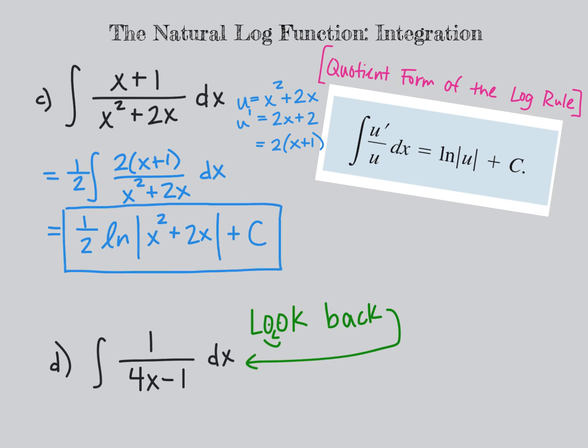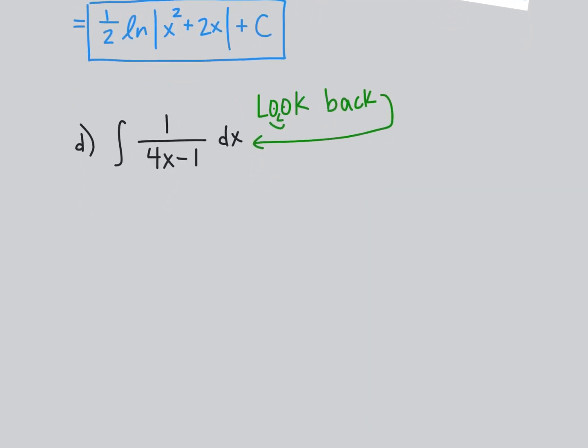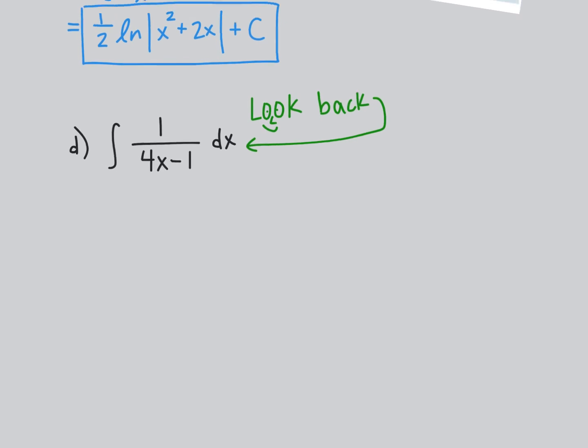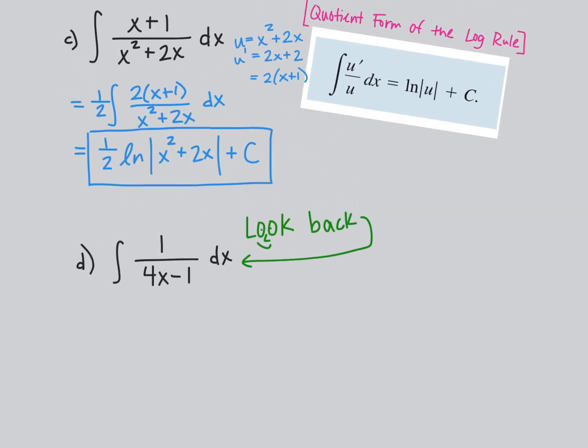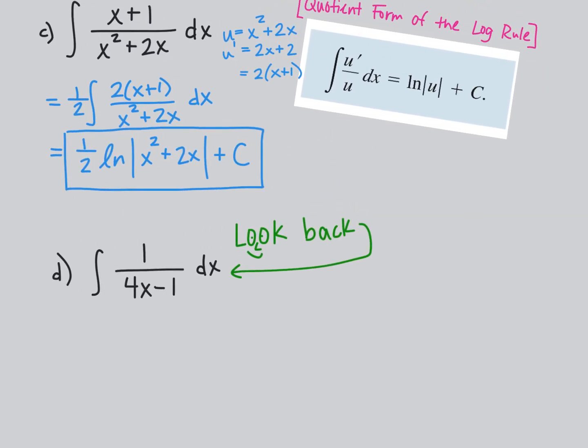In our next example, I have a little note here that says look back, because we actually did this one earlier in the video and we did a full-on U-substitution for it. We can actually take advantage of this easier way of doing this and using this quotient form of the log rule here instead. So we already know what we should get as our answer here because we did it earlier, but we want it to look like the quotient form this time and show a different way.